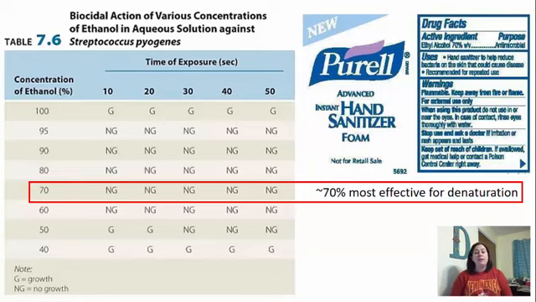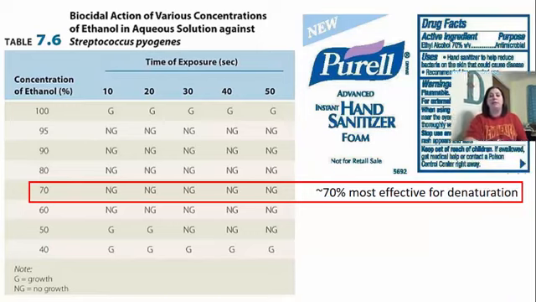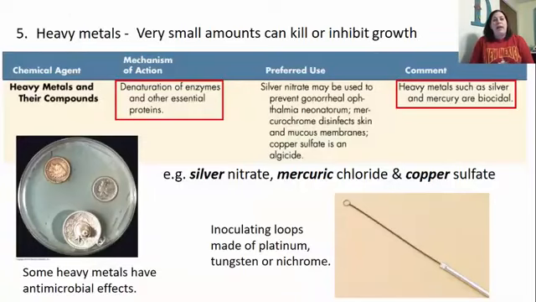And if it's 100% ethanol, there's no water that's present. All right, the next group we're looking at are the heavy metals. Heavy metals can be used in very small amounts, and they can kill or inhibit growth. The way they do this is they denature enzymes and other essential proteins. Heavy metals such as silver and mercury are biocidal.